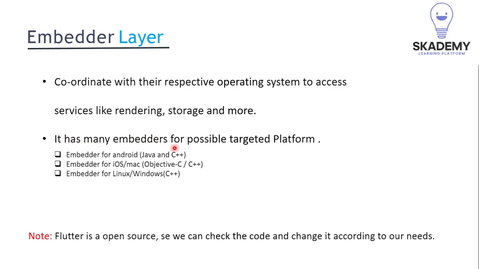Second, it has many embedders for possible target platforms. This embedder layer has many embedders for possible target platforms. If we set up for Windows, then we automatically find the embedder for Android, which is written in Java and C. If we set up for iOS, then we automatically find an embedder which is written in C and C++, same as Windows. Note, Flutter is open source, so we can check the code and change it according to our needs.